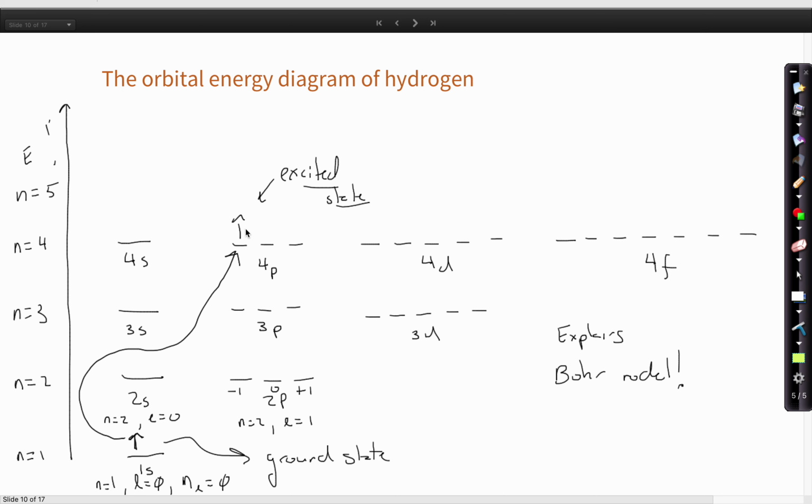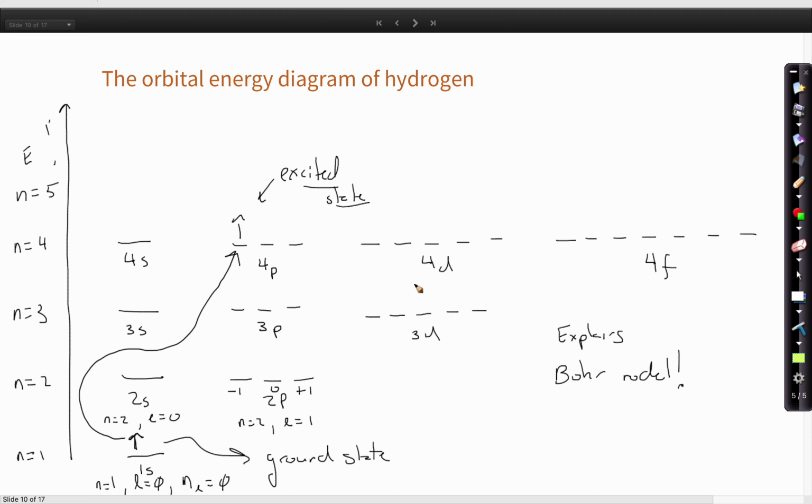But notice it doesn't matter which one of these I put the electron in on the 4th floor. They're all the same energy. And so as far as we're concerned, to know the energy, which is what the Bohr model told us, to know the energy or the difference in energy between levels, all we need to know is n. We don't need to know which of these other orbitals it's in. So the Bohr model only needs n in order to tell us what happens for hydrogen.